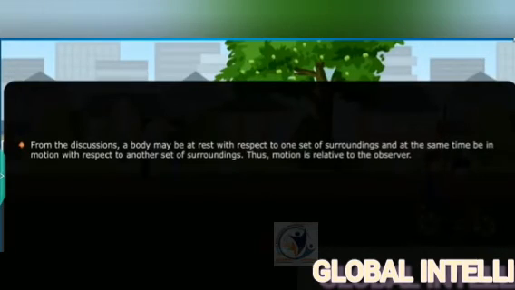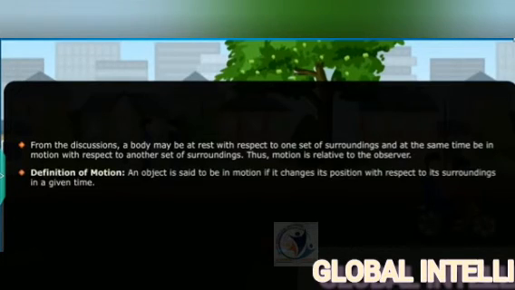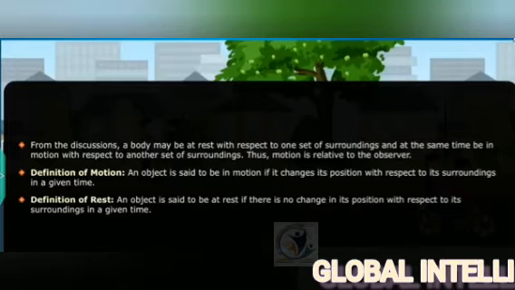From the discussions, a body may be at rest with respect to one set of surroundings and at the same time be in motion with respect to another set of surroundings. Thus, motion is relative to the observer. Definition of motion: an object is said to be in motion if it changes its position with respect to its surroundings in a given time. Definition of rest: an object is said to be at rest if there is no change in its position with respect to its surroundings in a given time.